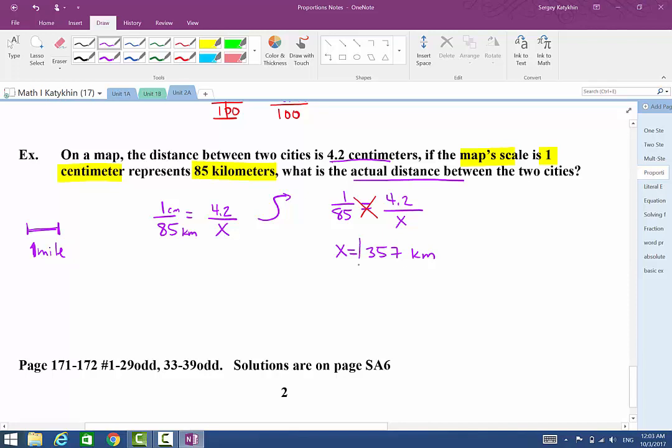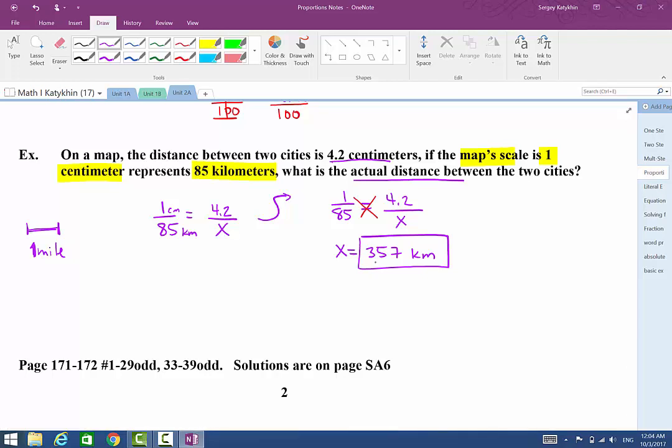That means if we were looking at this map where the scale was 1 to 85 and the two cities were 4.2 centimeters away, in actual distance, or in reality, if we would take the car and drive from that city to the next city, we would be driving 357 kilometers.